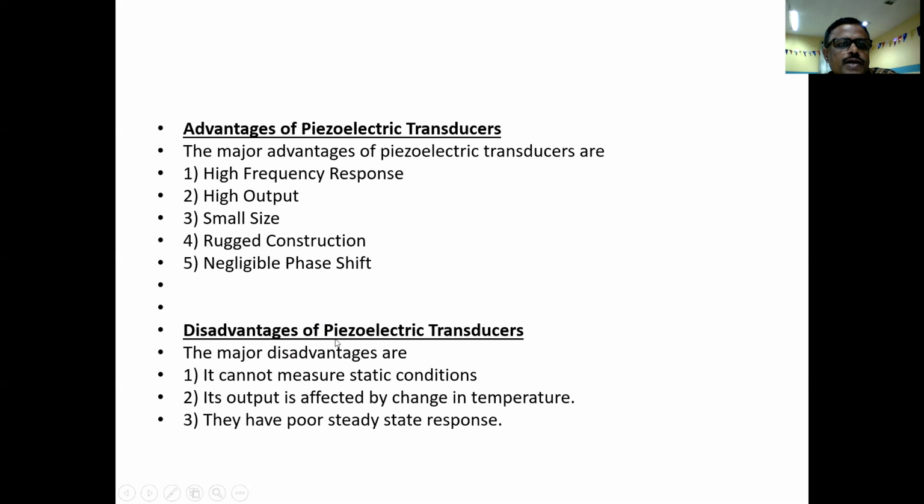So what are the advantages of piezoelectric transducers? They have high response, good output, very compact size, rigid construction, and negligible phase shift. Then there are some disadvantages. It cannot measure static conditions. Its output is affected by the change in temperature, and they have poor steady state response. So this is regarding the transducers.